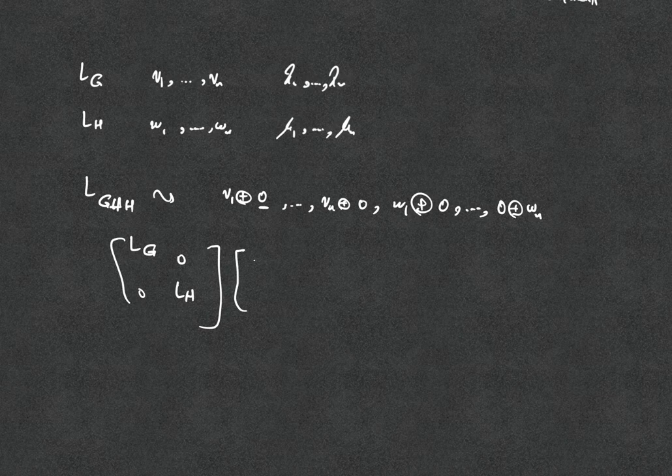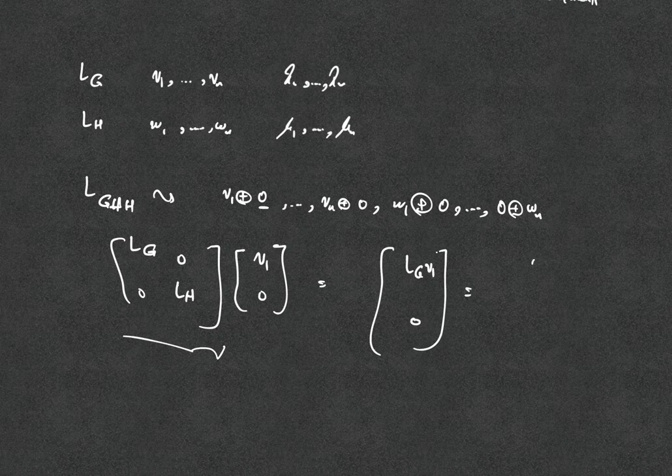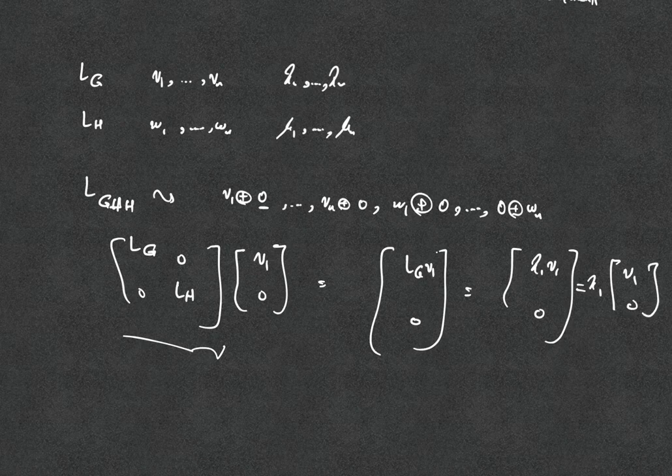And the reason why is that you have this right here. If you multiply this by, for example, this eigenvector for the new Laplacian of the disjoint union, you're going to get LG times v1 in the top block and 0 in the bottom block, which is lambda 1 v1 and 0. So the overall eigenvalue would be lambda 1 with this eigenvector.